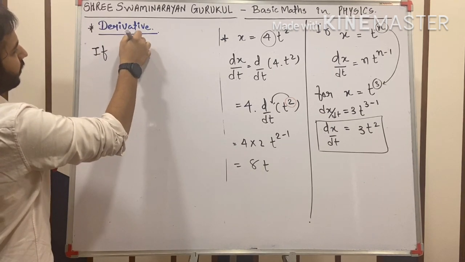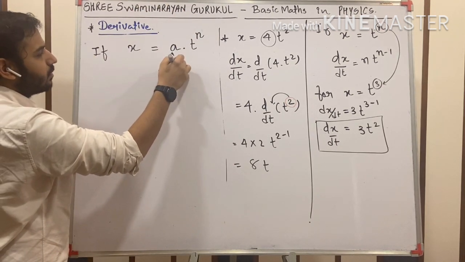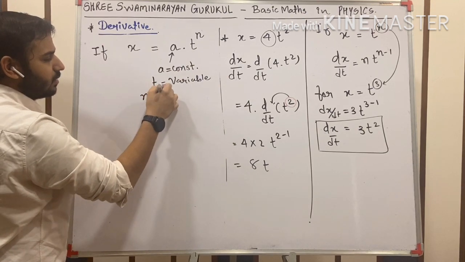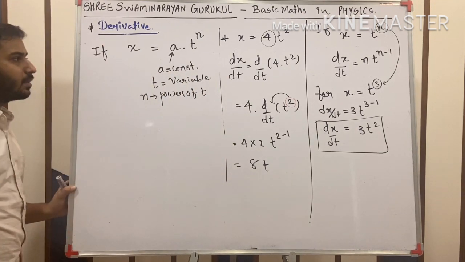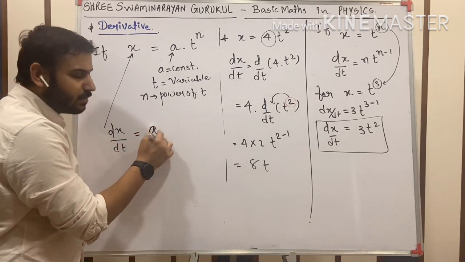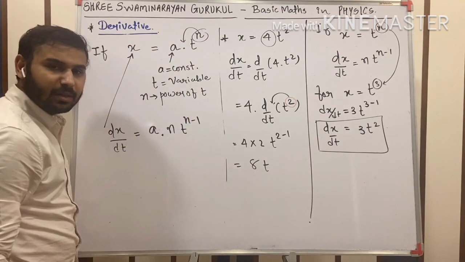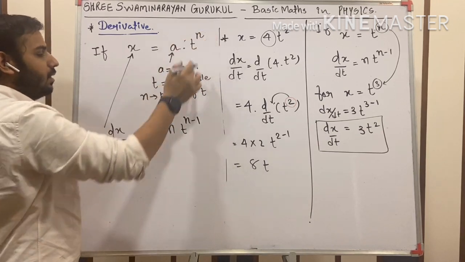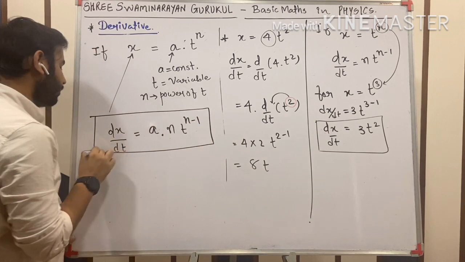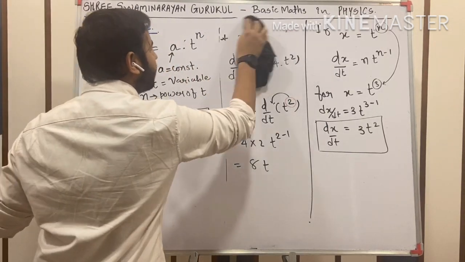If x is equal to a into t raised to n, where a is a constant, t is the variable, and n is the power of t, then differentiation dx upon dt will become a as it is, into n t raised to n minus 1. Understood? This is your final formula for differentiation of a t raised to n. You can solve any question with the use of this formula.